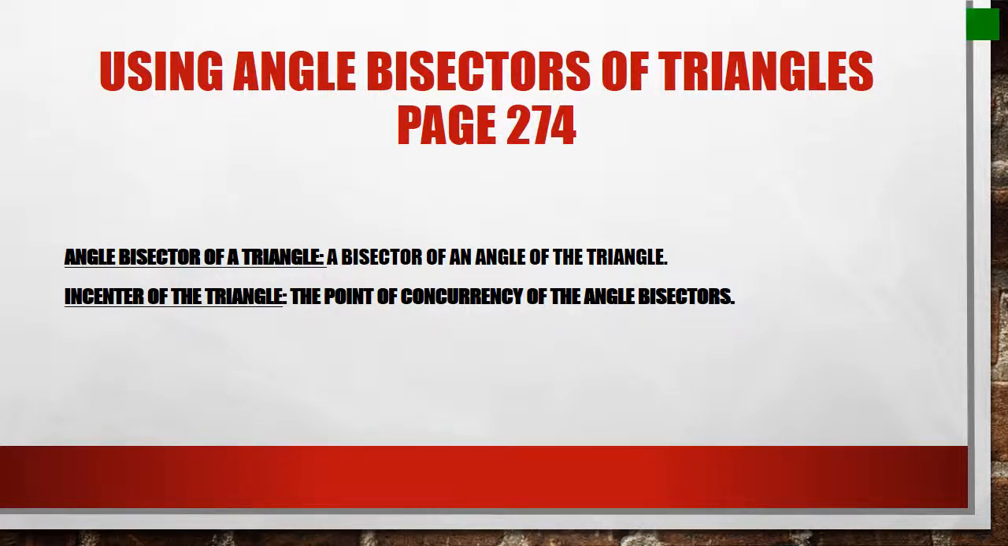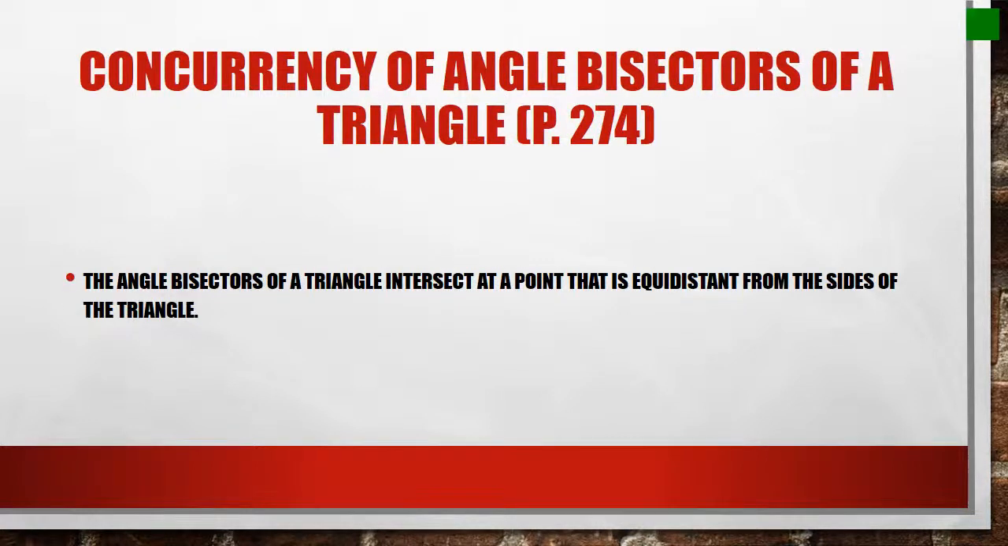I'm going to go ahead and flip over to the next screen. That gives us our one theorem in this section. It's called the concurrency of angle bisectors of a triangle theorem. It's again on page 274. And what it says is that the angle bisectors of a triangle intersect at a point that is equidistant from the sides of the triangle. So this is when I start drawing.